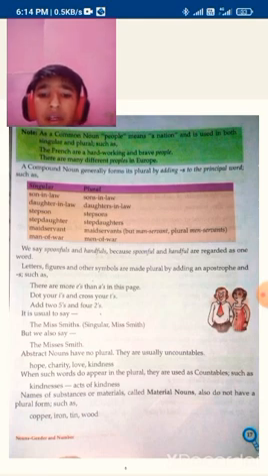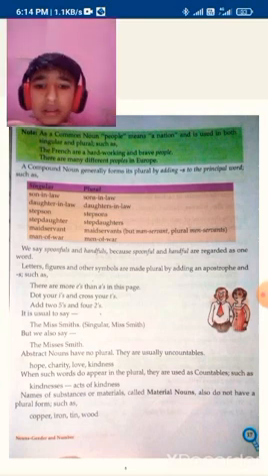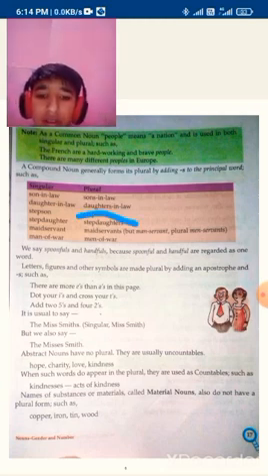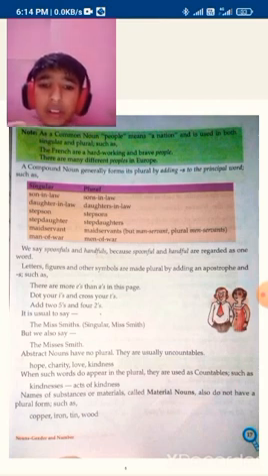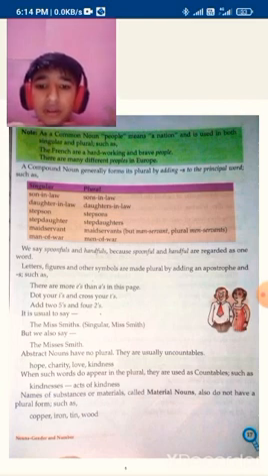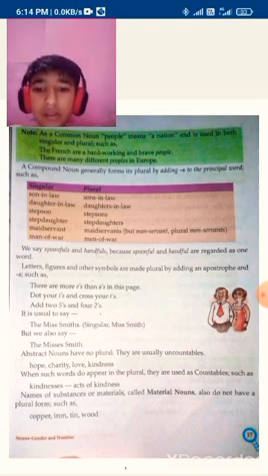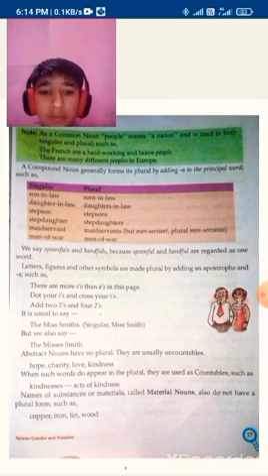A compound noun generally forms its plural by adding s to the principal word, such as son-in-law, sons-in-law. As you can see, a compound word means a group of two or more words, like son-in-law, daughter-in-law, daughters-in-law, stepson, stepsons, stepdaughter, stepdaughters, maidservant, maidservants, man of war, men of war. We say spoonful and handful because spoonful and handful are regarded as one word.